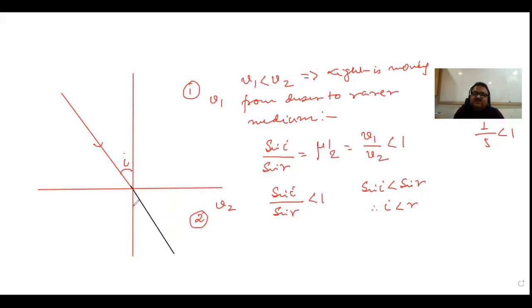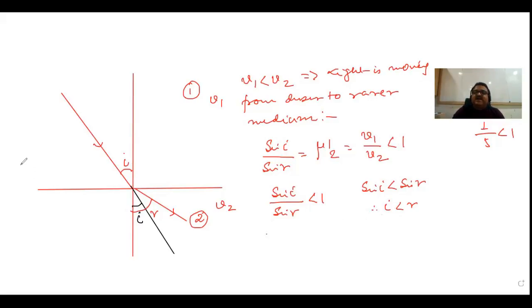This much is I, correct? But the requirement is R must be more than I. So what should I do? I will draw the refracted ray more away from the normal, correct? So what does that mean? It means simply this angle is larger than this angle. So this is why, while moving from denser to rarer, light moves away from the normal. Is it clear?